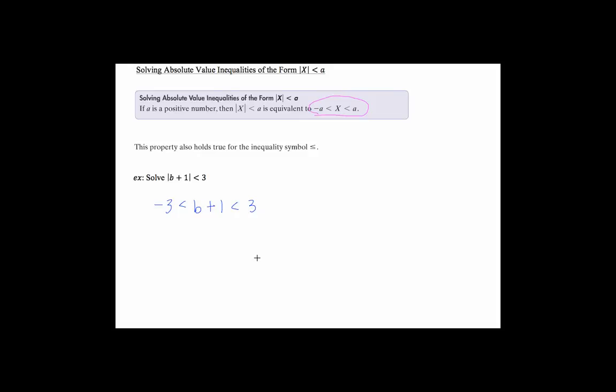Now I did that because now I've converted it into an inequality which we can actually solve for b. You can't just take away the absolute value bars. That doesn't give you a correct answer. So it's converting it into something solvable. That's why we do this. It eliminates the absolute value bars. So to solve this for b, all we need to do is subtract 1 from all 3 sides of this inequality. So we have -4 is less than b is less than 2. And there's our solution.